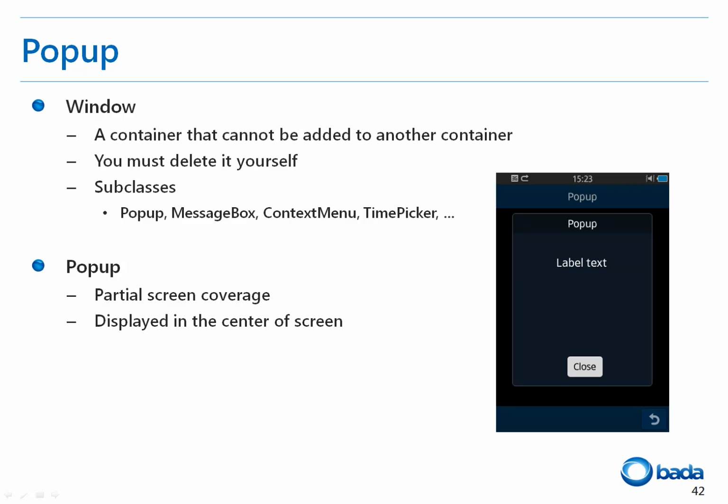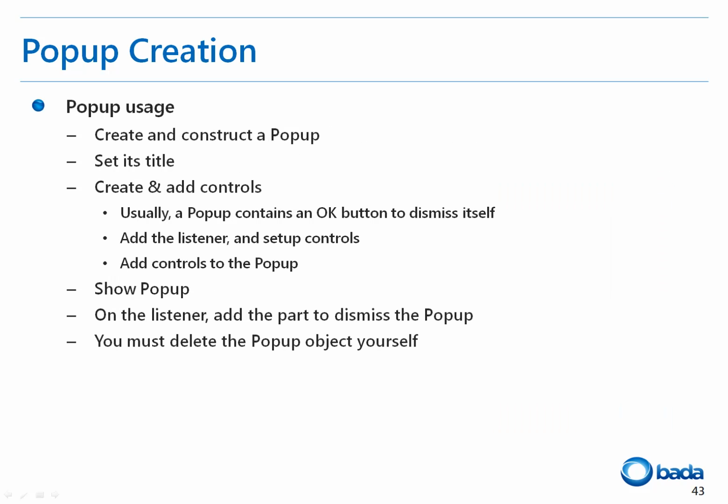Now, pop-up is a window that's located at the center of the screen, covers a part of the screen, and is modal. Okay, let's look at how we can create a pop-up. In general, you can create a pop-up in any part of a program. First, create and construct the pop-up. Then, set the pop-up title and add additional controls to the pop-up.